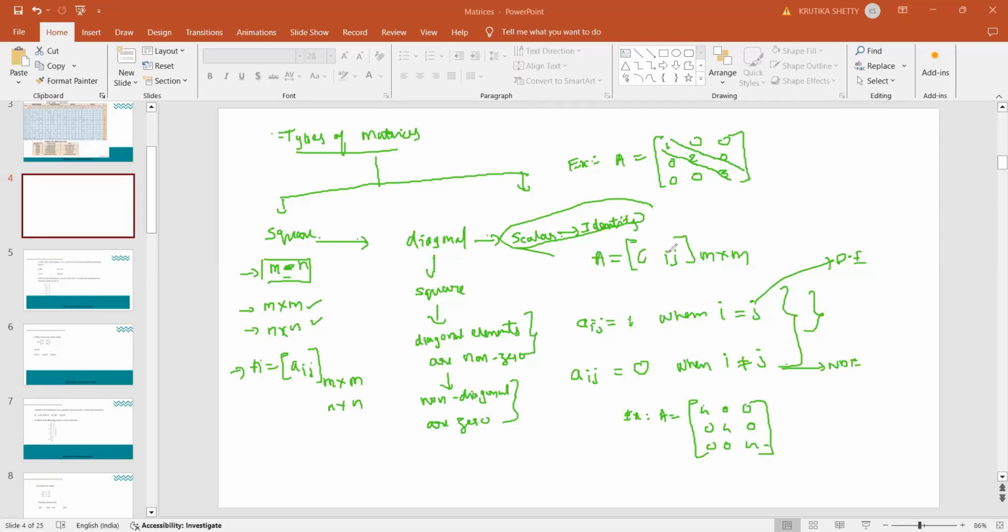It is also a square matrix. Here I'll write the example of the identity matrix, you will get it clearly: 1 0 0, 0 1 0, and 0 0 1. We use a special letter to indicate the identity matrix, that is capital I, and all the diagonal elements will be equal to 1, non-diagonal will be equal to 0. If all the diagonal elements are 1, such a matrix is said to be an identity matrix. If all the diagonal elements are equal, then it is said to be a scalar matrix. If non-diagonal elements are 0 and diagonal elements have some value, then it is said to be diagonal.